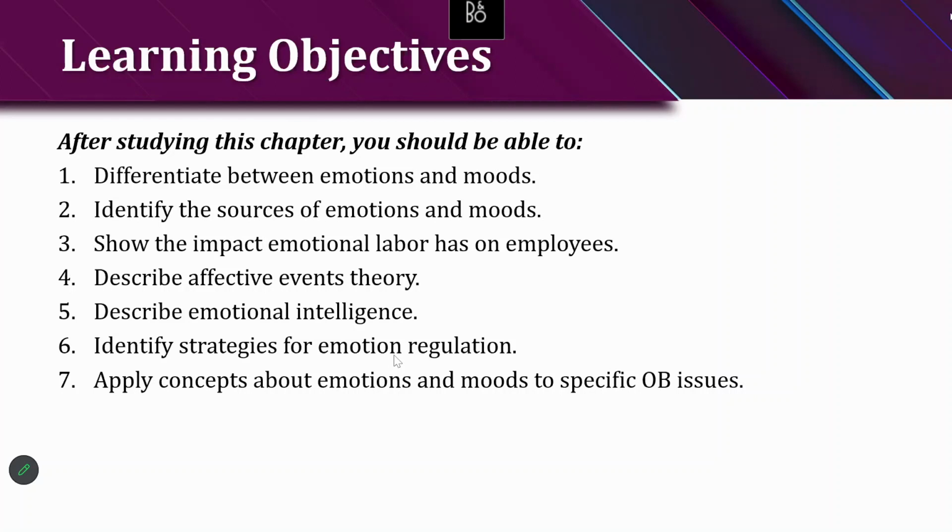And then strategies for emotion regulation, which is a way of regulating our emotions to avoid the negative impacts and to utilize the positive impact. And then identify the strategies for emotion regulation. Finally, apply the concepts about emotion and mood to specific OB issues. Again, how OB and these emotions and moods are related. OB means how behavior in organizations is affected by, or related to, each other. That is what we are going to cover.